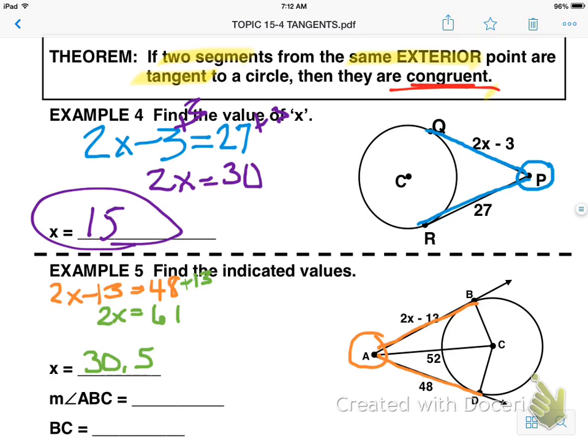When we look at the measure of angle ABC, notice Ms. Clements didn't mark her radii first. And it did say in that first theorem that if there's a tangent meeting the radius, then what happens? That's right, we have perpendicular angles. So just by remembering that theorem and marking my picture, I now know that the measure of angle ABC equals 90 degrees.